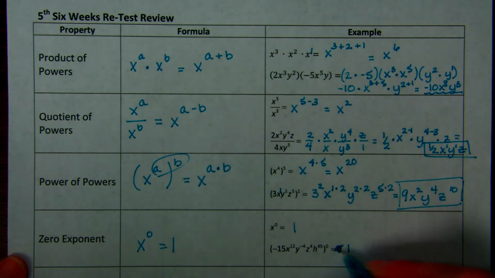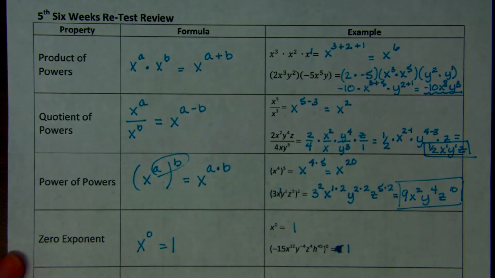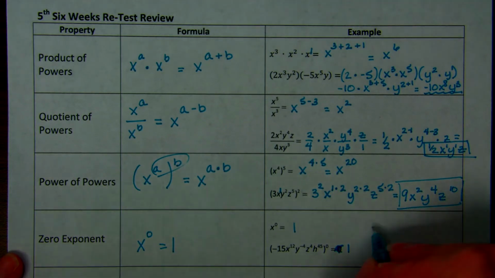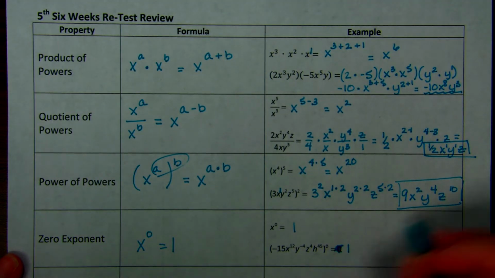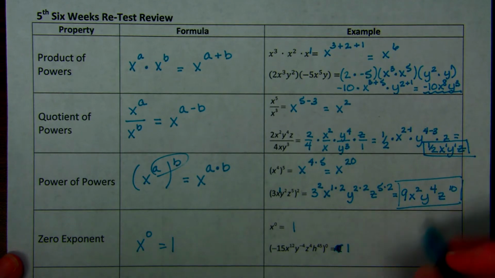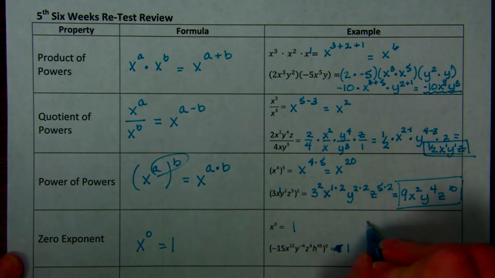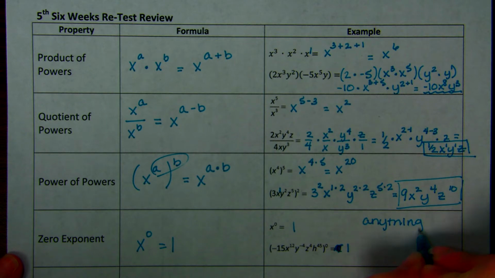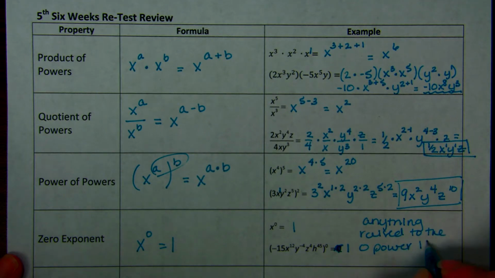Oh my goodness. Okay. Anything to the 0 power is 1. So we're going to just write that just to make like triply sure that that 0 does not impact anybody. Anything raised to the 0 power is 1.